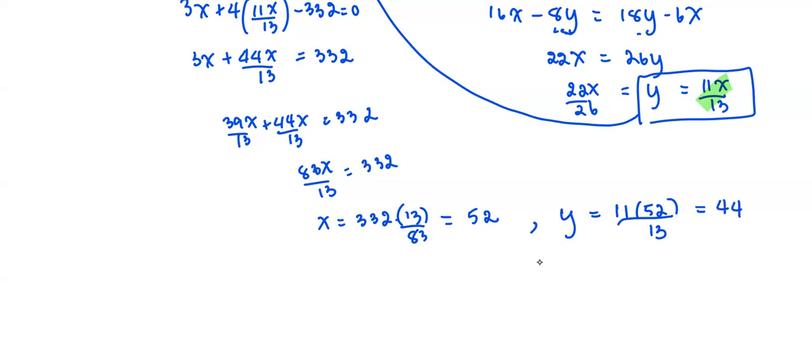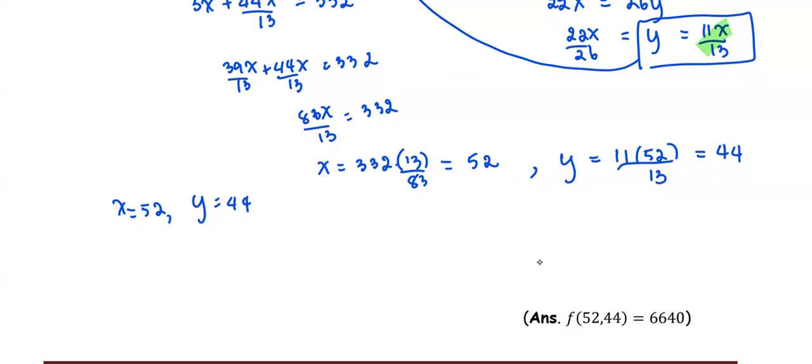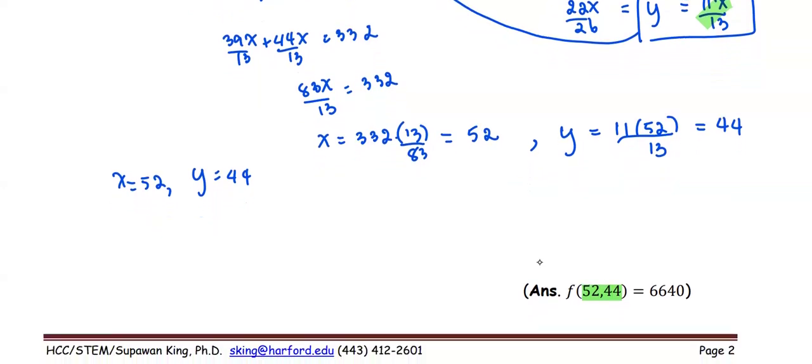Now we got the x and y values. That's what we're looking for. X equals 52. Y equals 44. This gives the optimized value for this function with the given constraint. And as you see the given answer, we are in the right direction.